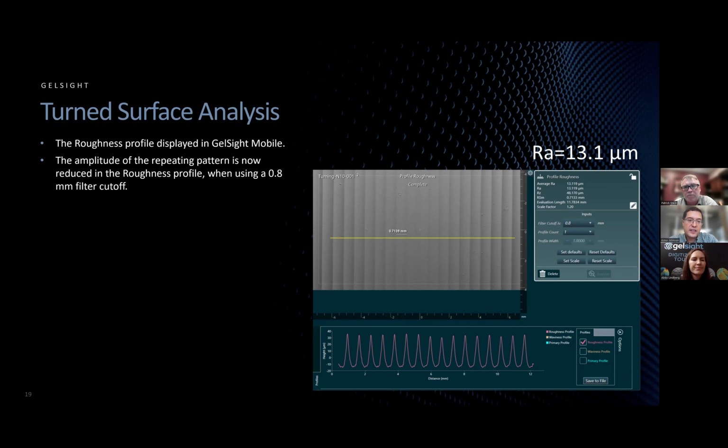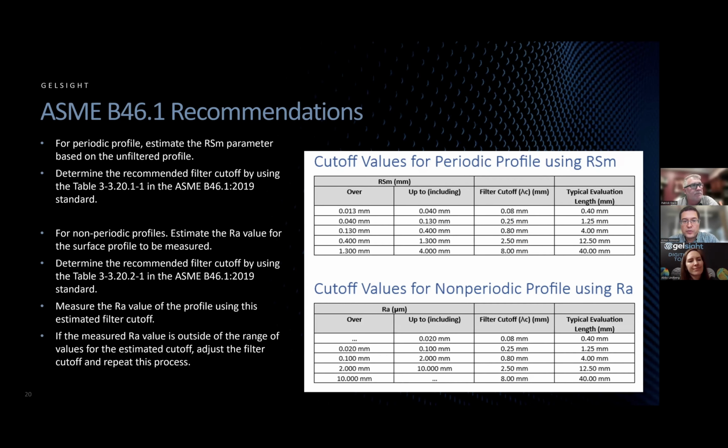So on the next slide, Pat's going to walk us through some of the recommendations from standards. And these are tables that you can get from the standards. They're also available in our user manual in the software, so they're available there if you want to look it up and to help you choose different parameters. Well, Pat, why don't you tell us a bit about these tables and how to interpret them?